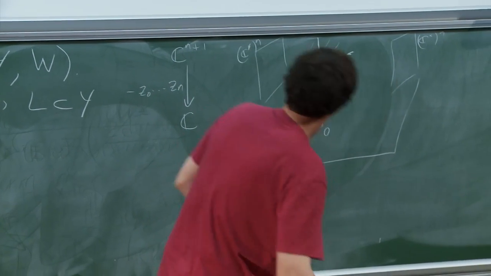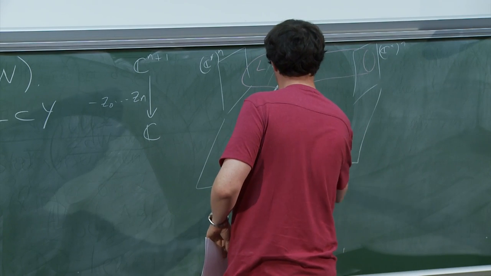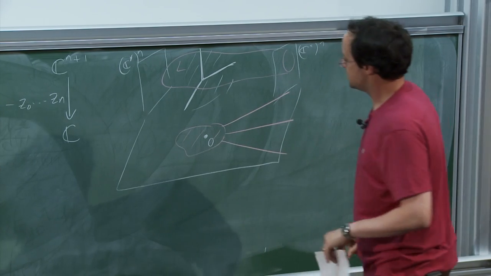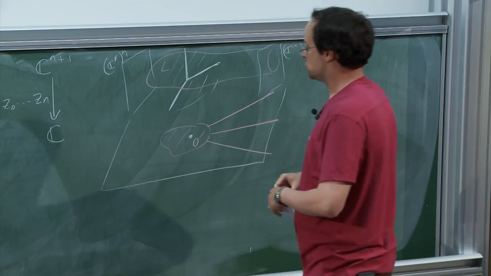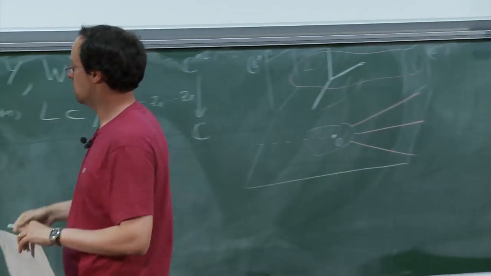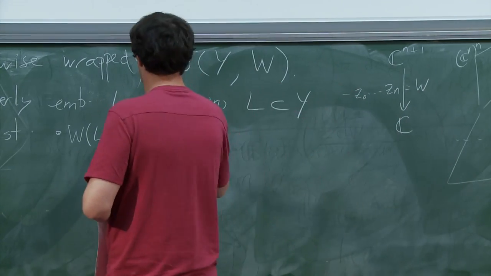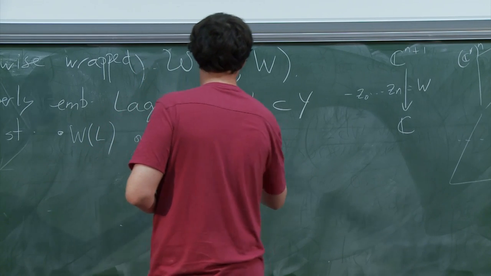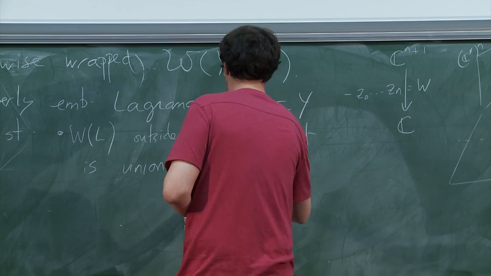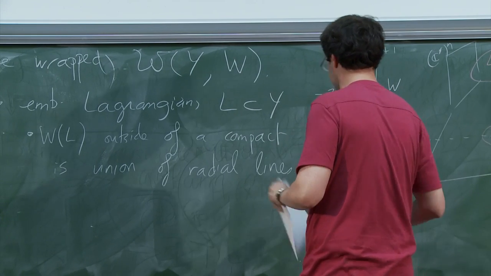So one way I could state it is that my Lagrangian L projects under something which, well, I don't care what happens in a compact part, but outside of a compact subset, this is going to look like a union of radial lines, and there's a forbidden direction, which for me will be the negative real axis. Okay, so the image of L under this projection map, W, outside of a compact subset is a union of radial straight lines and not real negative.